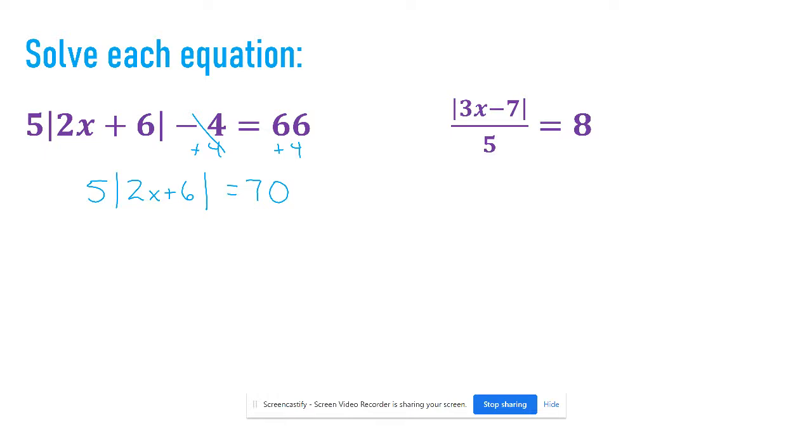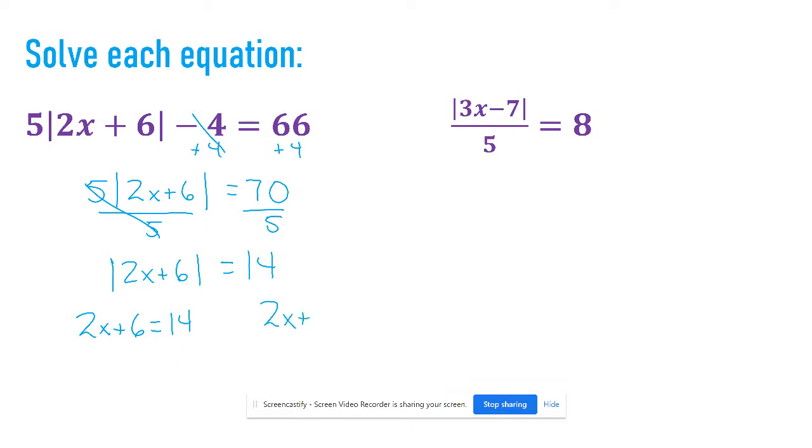So what we need to do here is divide this 5, get rid of it by division. And what that does is it gets this absolute value of 2x plus 6 by itself, and it's going to be equal to 14. Once the absolute value is by itself, once you've isolated it, then you split the equation. The idea here is 2x plus 6, it could be equal to 14. But because it's an absolute value, it could also be equal to negative 14. Either one of those values would give you the same absolute value. So you're going to set up two equations, and you have to solve them both.